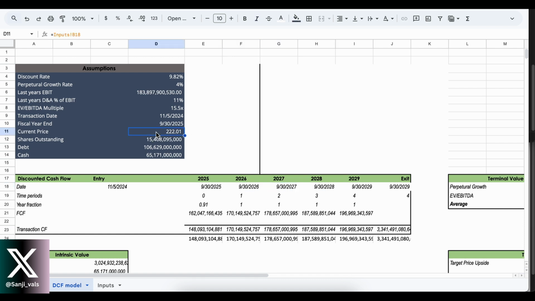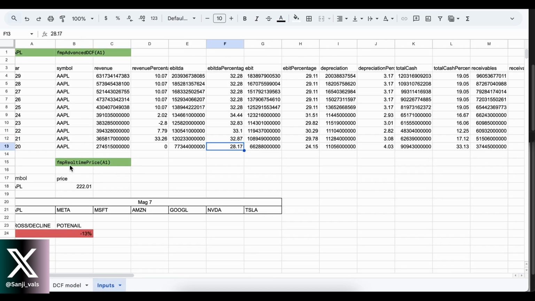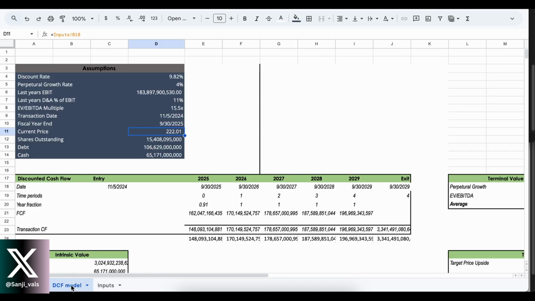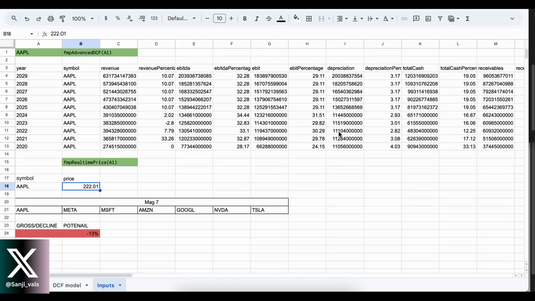Then we have the current share price. It's also extracted from the inputs. You would need this formula. Simply go to the empty cell or just do as me, the A17 cell, and put this formula: equals FMP real-time price. Again, A4 because this is the stock ticker. Hit enter and it will extract the live share price of Microsoft, which, as of the moment of recording this video, is 222.01. Then you need the shares outstanding, which I've also taken from here.